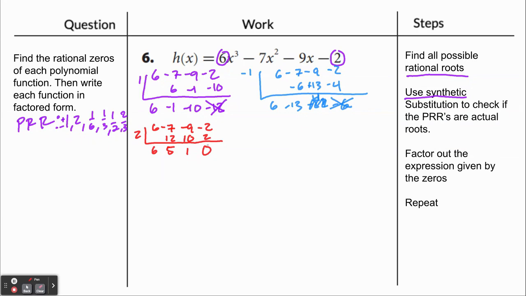Looks like we do have a root at 2 here because we bring down the 6. 2 times 6 is 12. Add these together to get positive 5. 2 times 5 is 10. Add these together to get 1. 2 times 1 is 2. Add together to get 0.